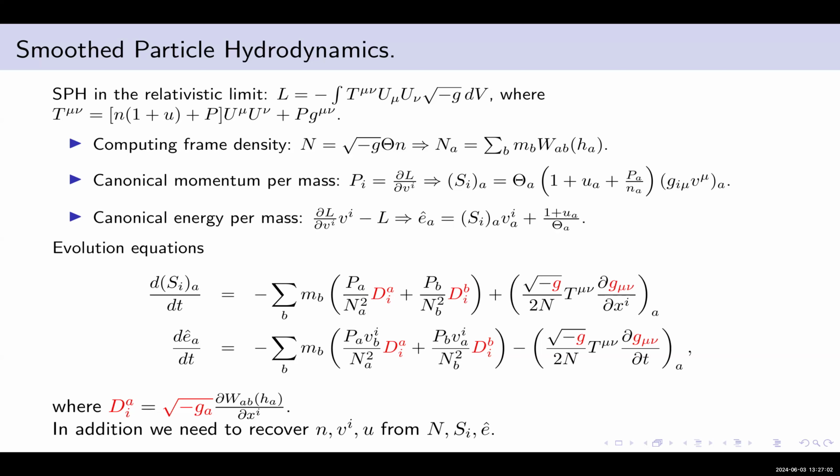And what you end up with are equations that look exactly the same as the Newtonian case, except that the terms here, which used to be just the gradient of the kernel, now have terms involving the metric. Then you get these additional terms at the end that again depend on the metric, which essentially take into account the gravitational acceleration.